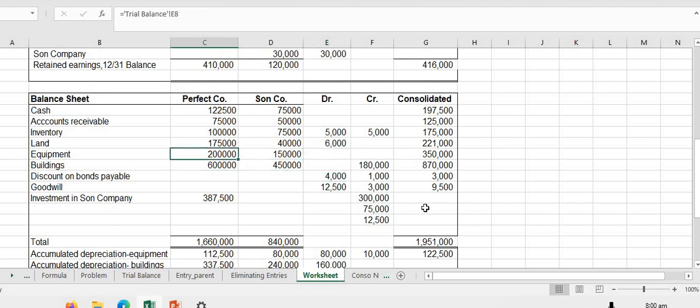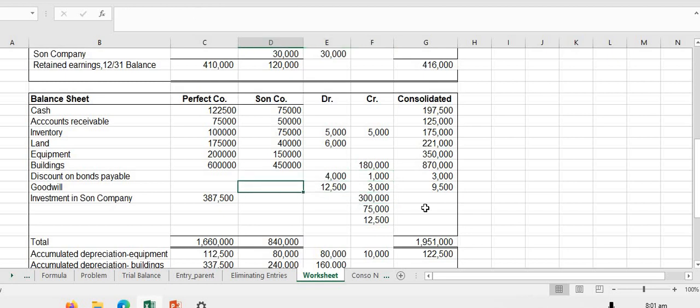Okay? So, yung equipment natin, that's actually 200 plus 150, 350. And then, yung buildings natin, that's 600 plus 450 minus 180, we have 870. So, yung excess amortization natin dito, di ba, nasa accumulated depreciation. Okay? Yung discount advance payable natin, you have 4,000, no? And then, we have amortized na 1,000, so the balance is 3,000 na lang for consolidated. Okay? So, parang every year kasi, mag-amortize ka, until such time na ma-fully amortize na yung excess.